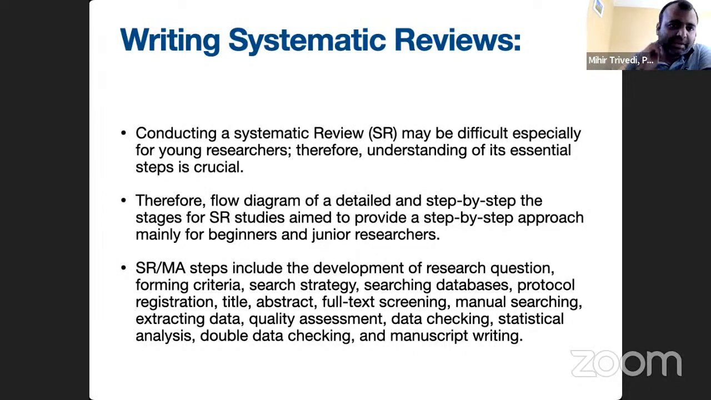So writing a systematic review, as I mentioned, may be difficult for young researchers, so understanding its essential steps is crucial. The flow diagram of detailed, step-by-step stages for systematic review studies aims to provide a step-by-step approach, mainly for beginners and junior researchers. SRMA steps include development of the research question, forming criteria, search strategy, searching databases, protocol registration, title, abstract, and full text screening, manual searching, extracting data and quality assessment, data checking, statistical analysis, double data checking, and manuscript writing.